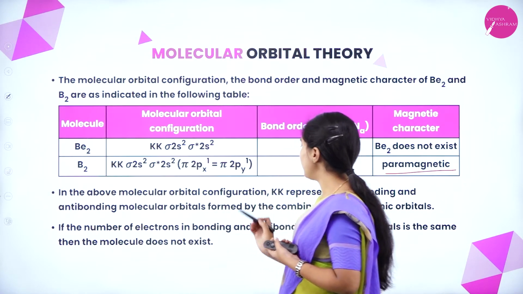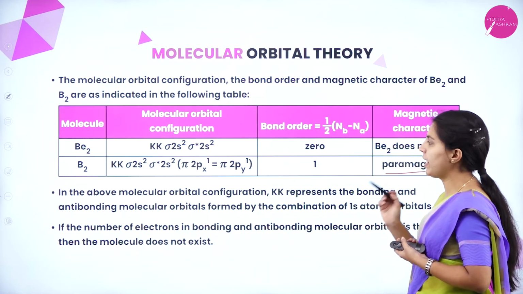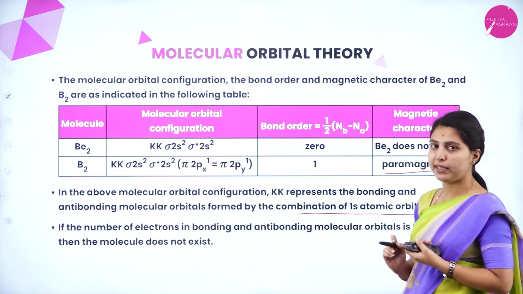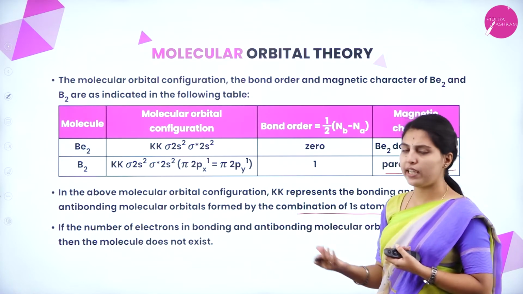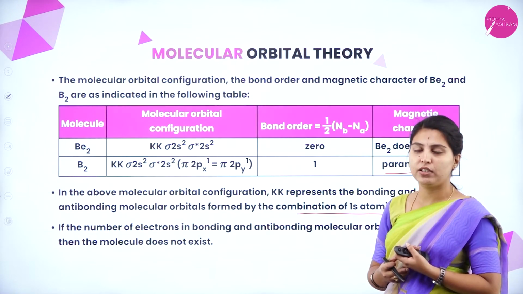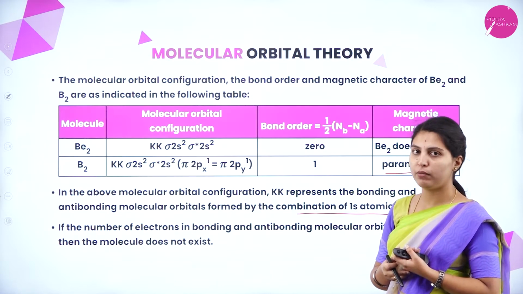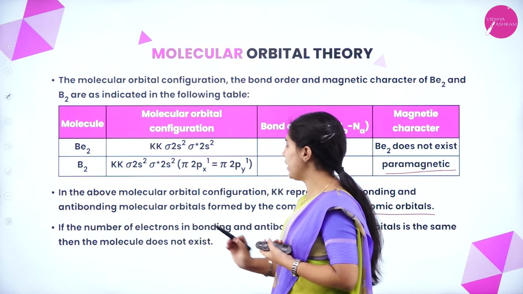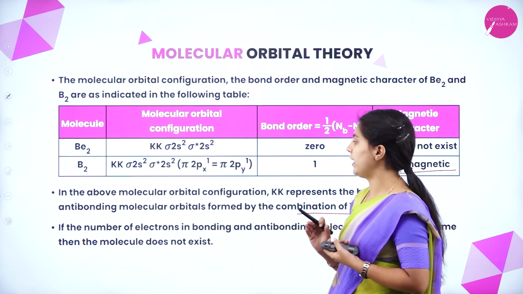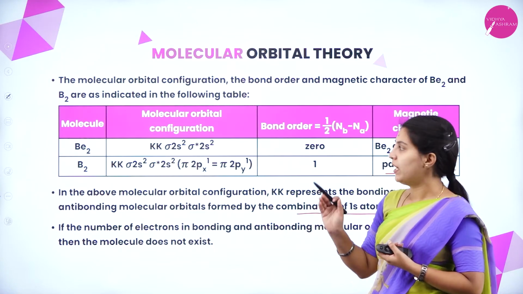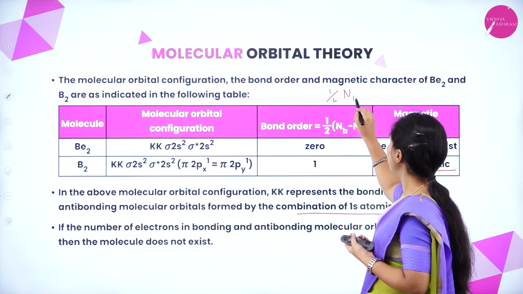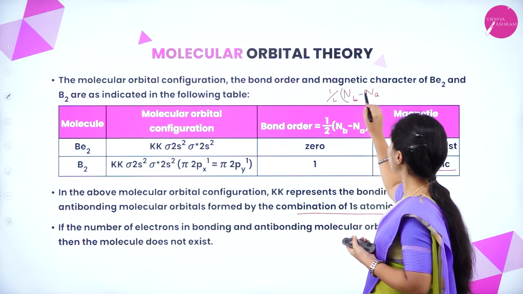In the above molecular orbital configuration, KK represents the bonding and anti-bonding molecular orbitals formed by the combination of 1s atomic orbitals. We are discussing the KK main level shells, how they will be formed by the combination of 1s orbitals. From that it will form bonding and anti-bonding molecular orbitals. If the number of electrons in bonding and anti-bonding molecular orbitals is the same, then the molecule does not exist. Because we are subtracting here by this formula, half into Nb minus Na, correct?